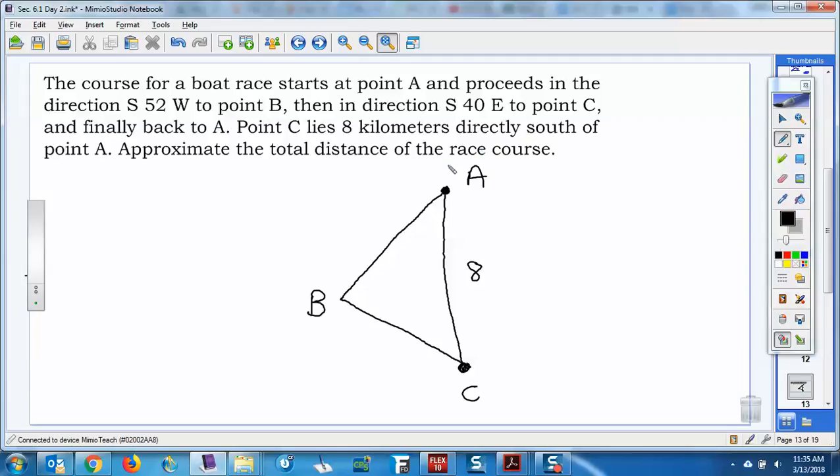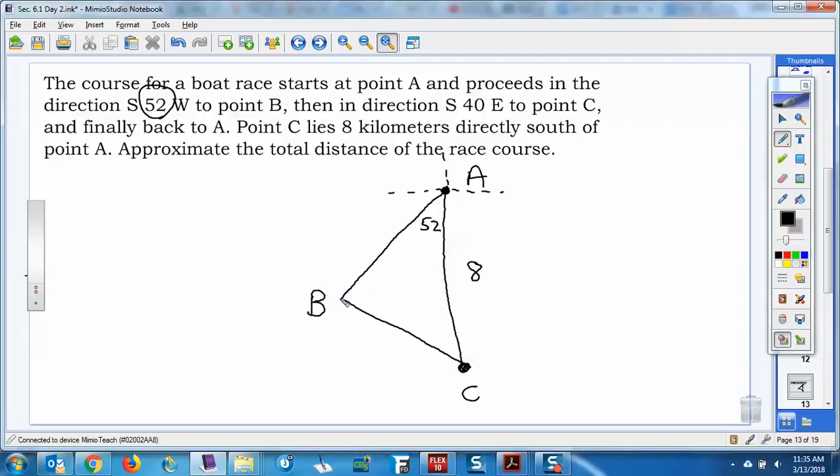Now what I would probably do then is put in some kind of helper lines right here. So where's the 52 go? Where at big A? In this triangle? No. South 52 west. I agree. It would be right in there. Because this is straight up, so you go from point A, you go south, and then to the west, 52.